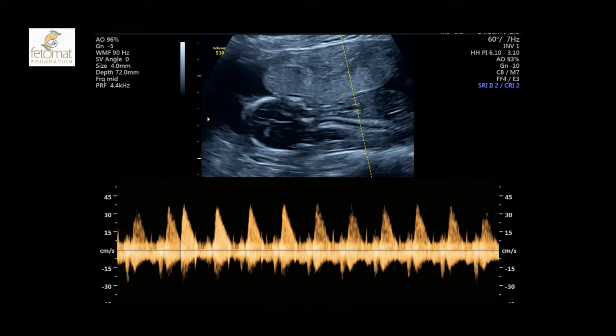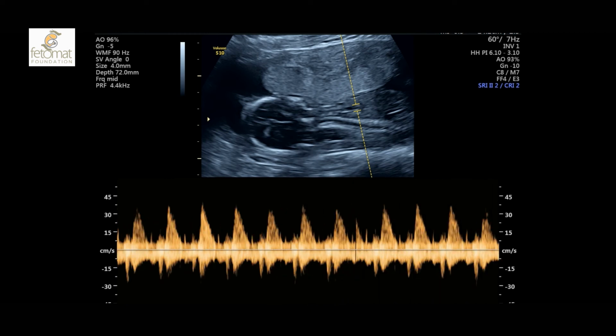So, roughly the detection rate of a major heart problem in most of the centers in the world is around 60%. So, the range is somewhere between 60 to 100% of all the problems should be identified. Roughly 70 to 80% is the detection rate of a problem through anatomy scan.